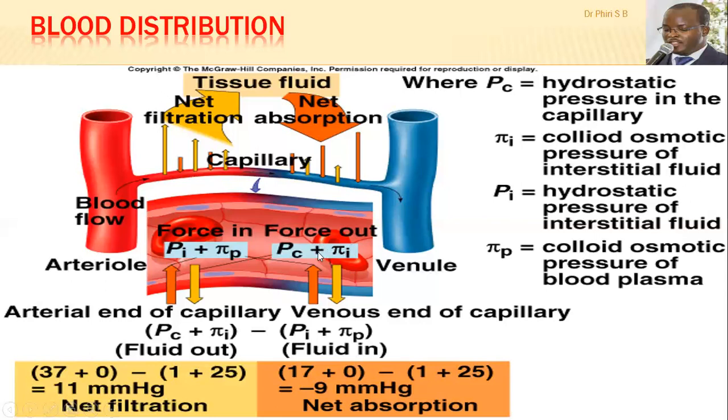So in simple terms, on the arterial end of the capillary, you have much of the pressure that is moving these fluids into the interstitial. So you're going to have the net filtration pressure, which is about 11.